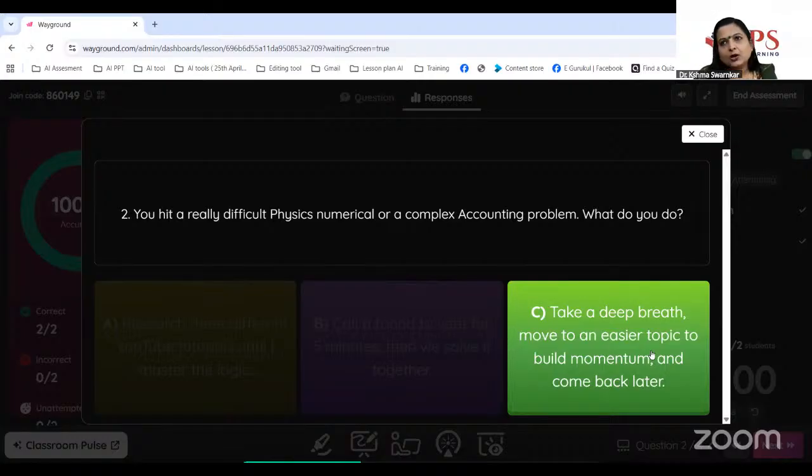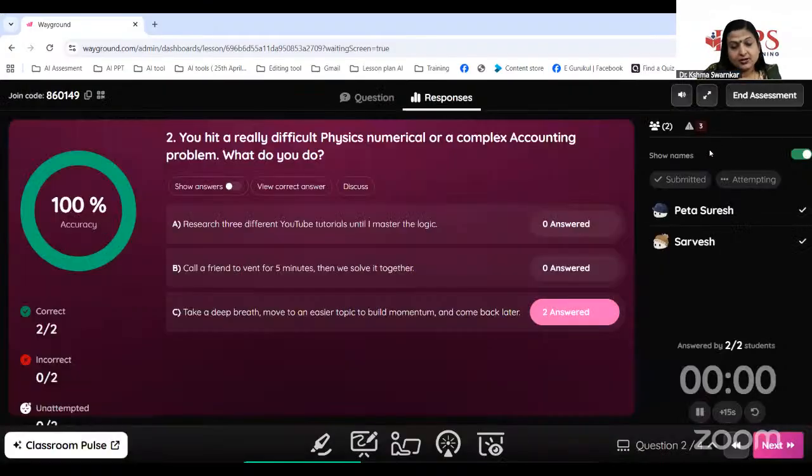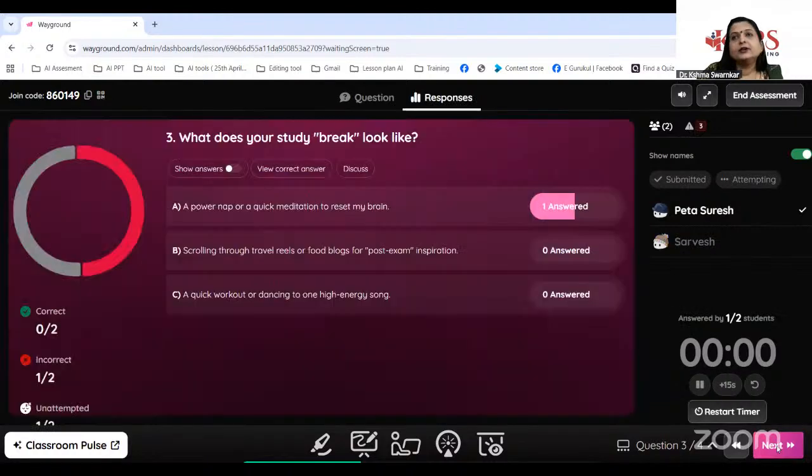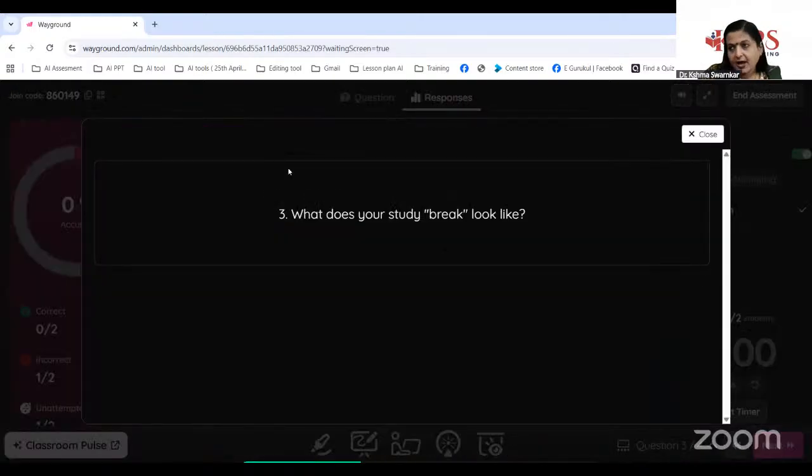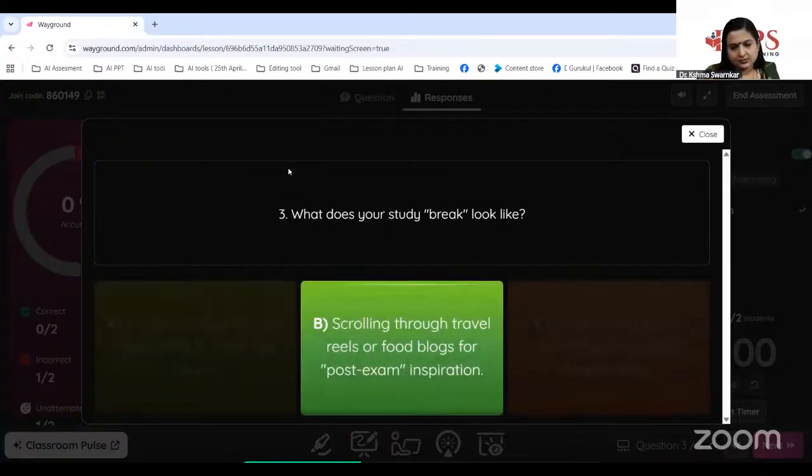So sometimes we get tense about the complex language and we are not able to get across, right? In that question, what happens? We have to take a deep breath, move to a little bit easier one so that you are able to figure it out. And then later, some other day, you have to go back to that question.